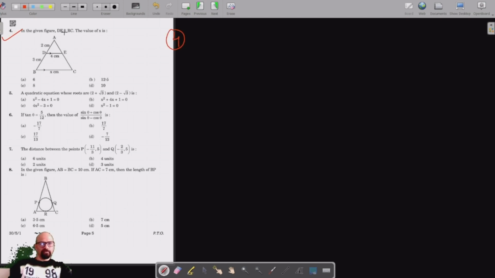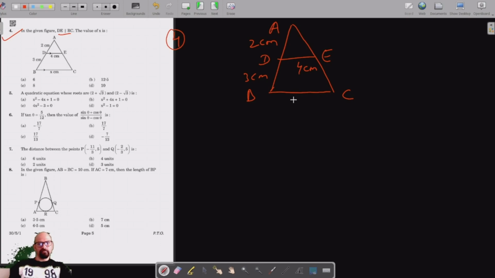in the given figure, it's given that DE is parallel to BC. So this is the figure A, B, C, and D, E. It's 2 centimeter, 3 centimeter, DE is 4, and we have to find the value of x. Now this triangle ADE is similar to triangle ABC by the AA similarity rule, because A is the common angle and this angle is equal to this. These are the corresponding angles. So these triangles are similar.